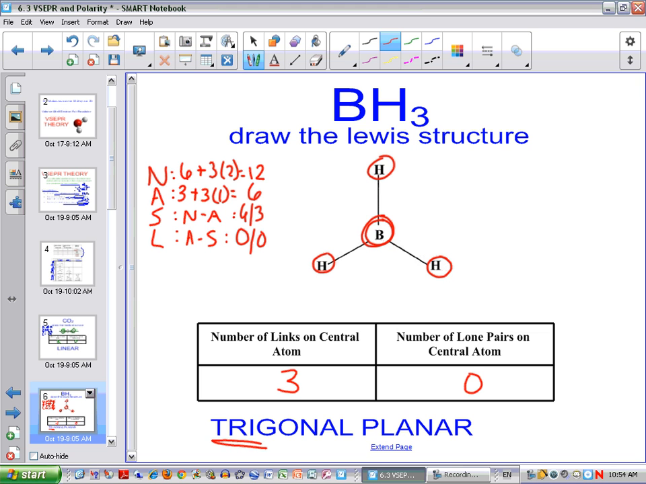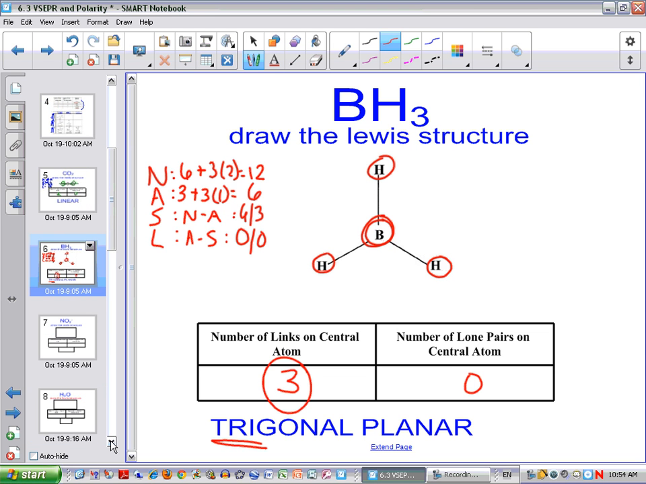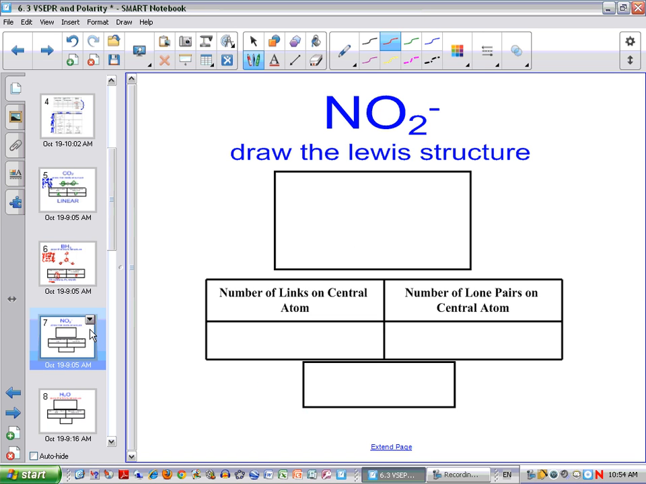Trigonal, guys, what does tri mean? It means 3 links. Planar means it's going to lay flat because it doesn't have those lone pair electrons. So I'm just basically going through and showing you an example of each shape. Here's NO2 with a -1 charge. Remember, in chemistry, if there's no negative or no number, it's always assumed to be a 1.